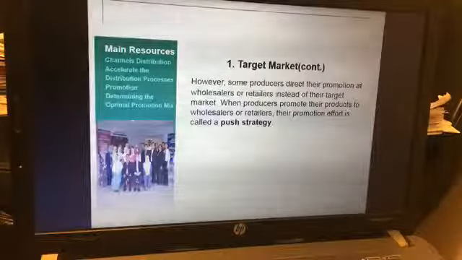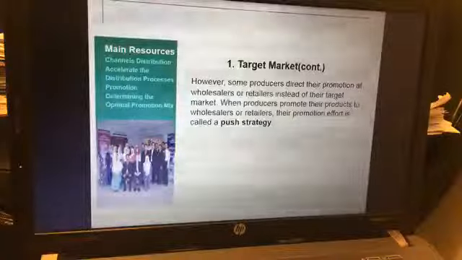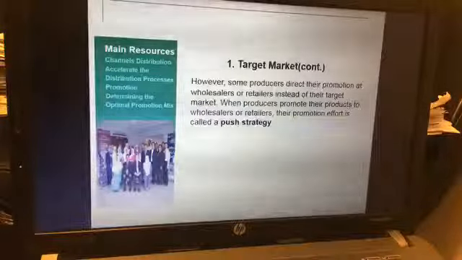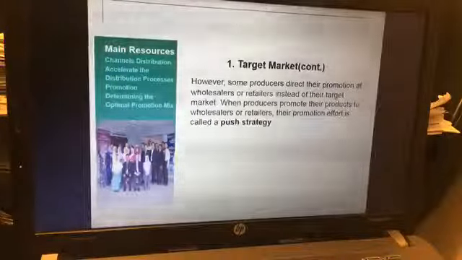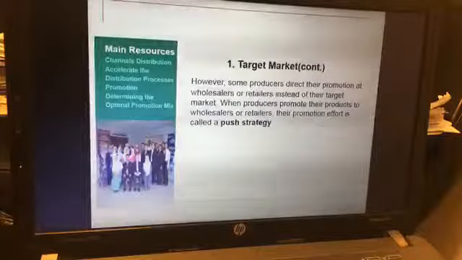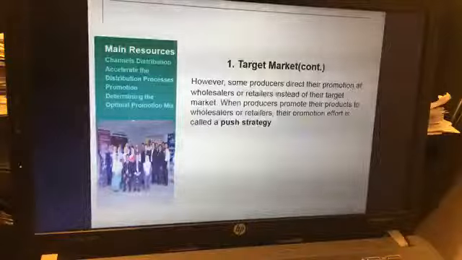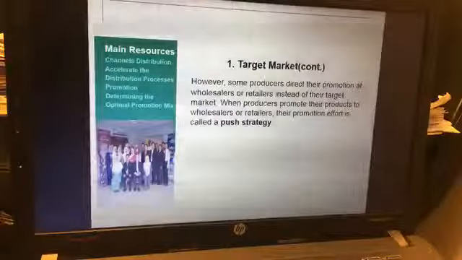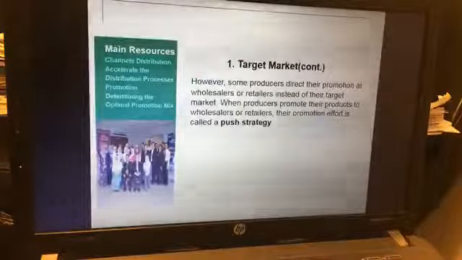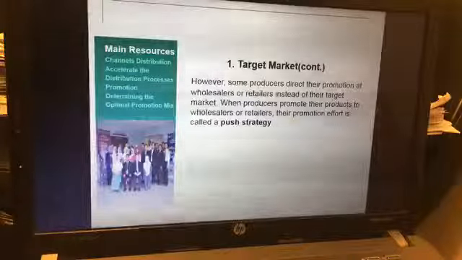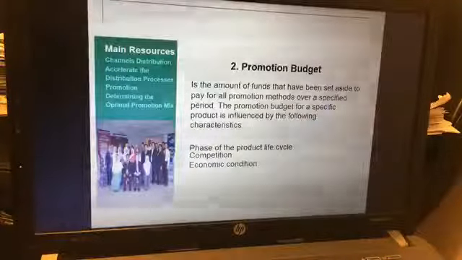So this is different compared to the pull strategy. In the pull strategy, we try to make the consumers demand our product. Here, we want the wholesalers and the retailers to push the product into the market. Which strategy you should use depends on your business strategy: you want to have a pull strategy or you want to have a push strategy.